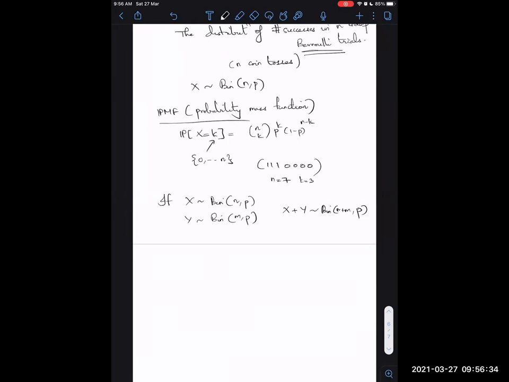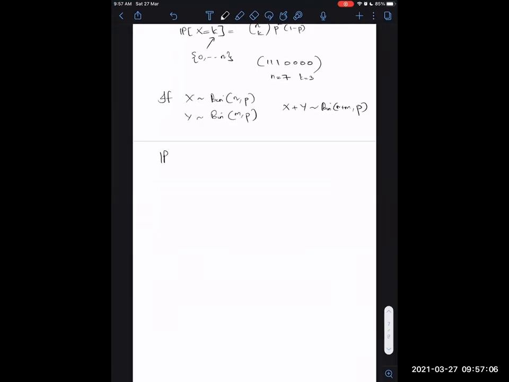So the intuition is very simple. X counts the number of successes when you do n trials. Y counts the number of successes when you do m trials. So X plus Y is the total number of successes when you do n plus m trials. And you are using the same coin, so p remains the same. So X plus Y is distributed according to the binomial distribution, and the parameters are n plus m and p. Right.